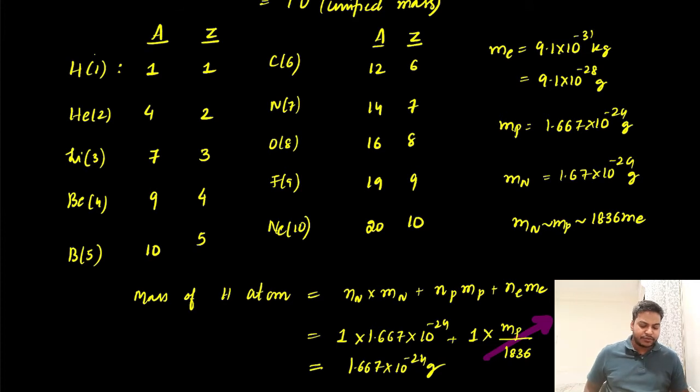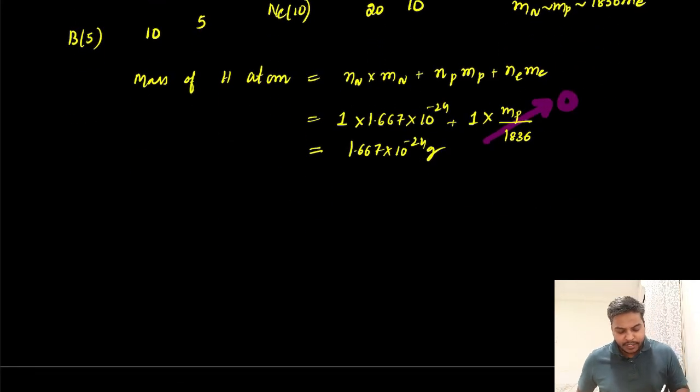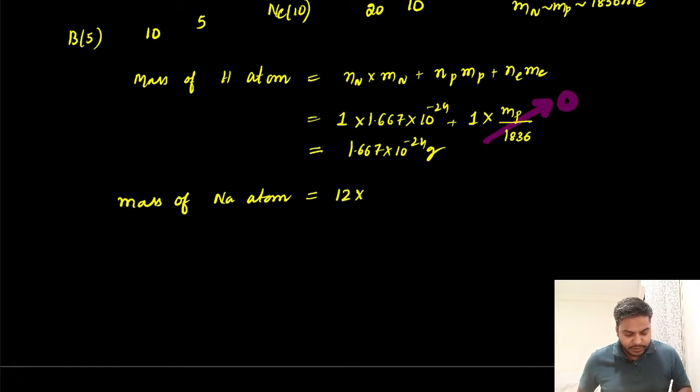So approximately, the mass of hydrogen is almost the same as the mass of a proton, because there is only a proton and an electron present. There is no neutron in the hydrogen atom here. And if you see the mass of sodium, for instance, we will have 12 neutrons into mass of neutron plus 11 protons into mass of proton plus 11 into mass of electron.